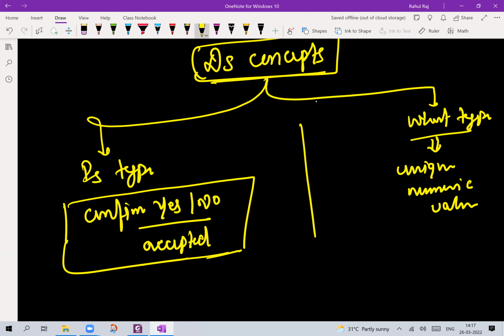Both are accepted answers. It's the same as asking, is your name Rahul? And you have answered no to it. I can ask, is your name Aditi? You have answered yes to it. I can say, is your name Manu? You have answered yes to it. So confirm yes and confirm no, both are accepted answers.